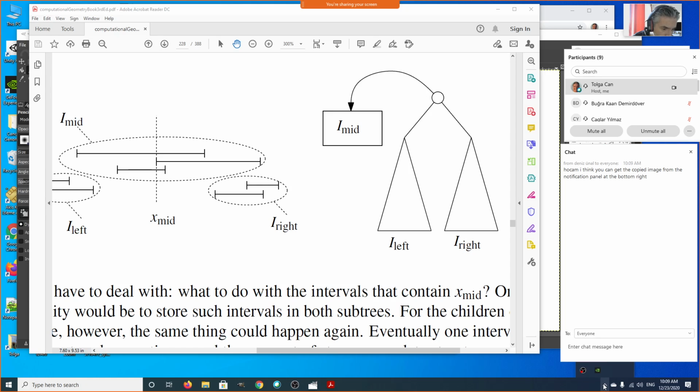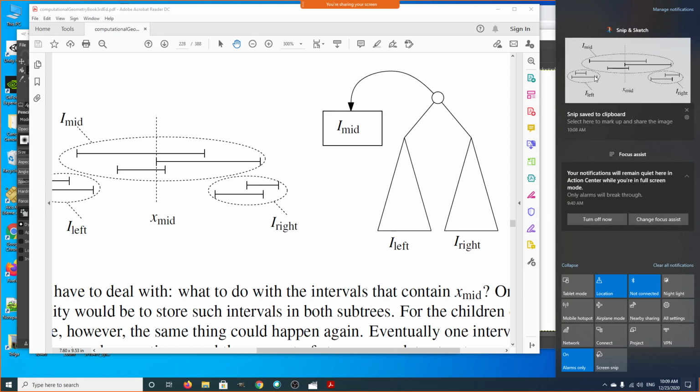Yeah, I guess so too. So the notification panel had the image. Yeah, it says save to clipboard.